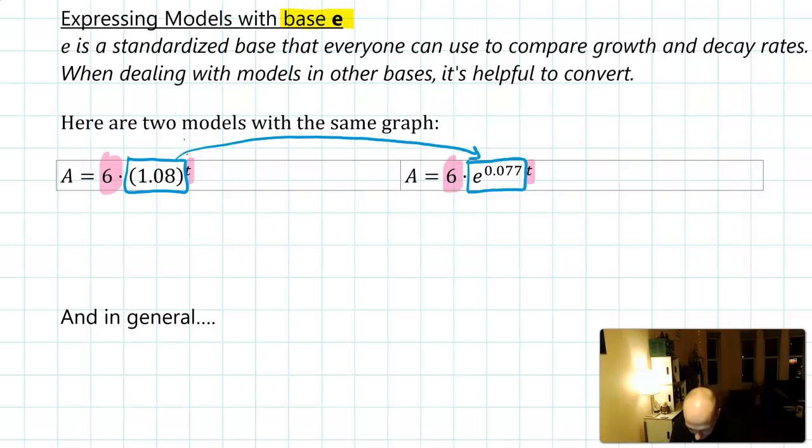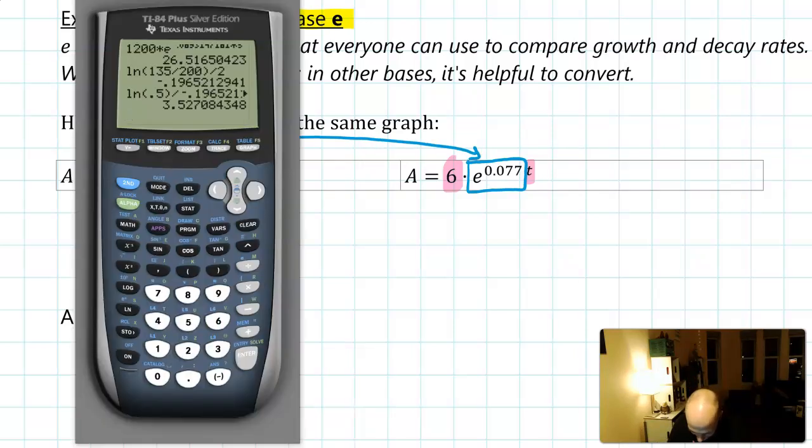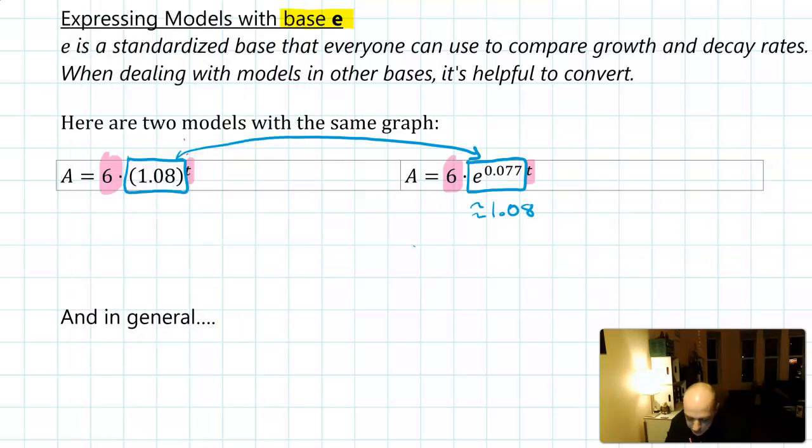And I want to just compare how those are related. Well, I know what 1.08 is, but what about e to the 0.077? It's, like I said, down to rounding, approximately 1.08. And that e to the k takes the place of that growth rate b. So e to the k and b are intricately interconnected when we're switching bases. And there's a way to go between them.